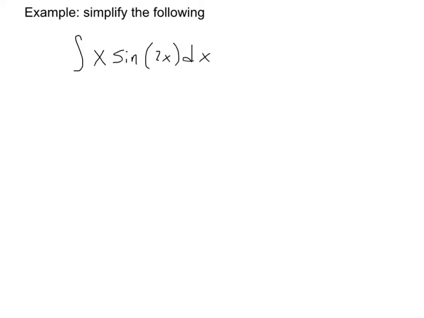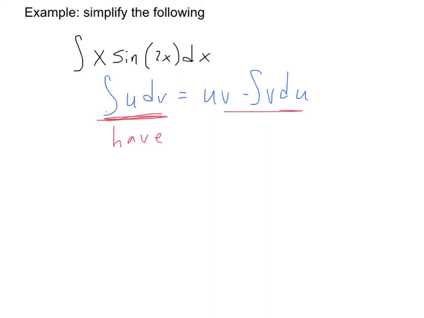Right? For integration by parts, remember that the rule is, and until you've got it memorized, I would recommend writing the rule down every time. The rule says the integral of u dv is equal to uv minus the integral of v du. So this left side represents what we have. This right side represents what it's going to change into.